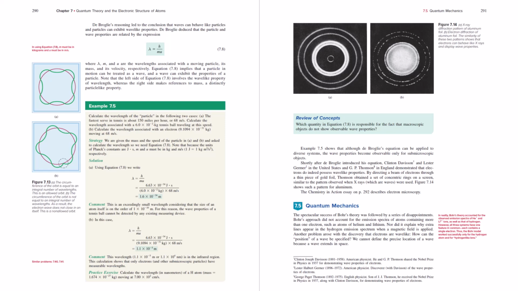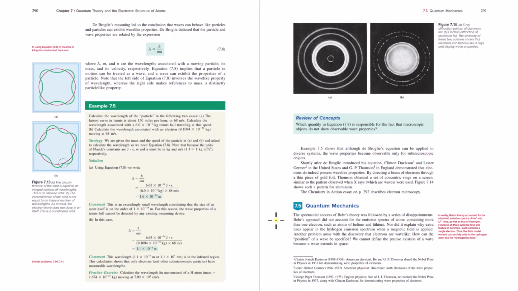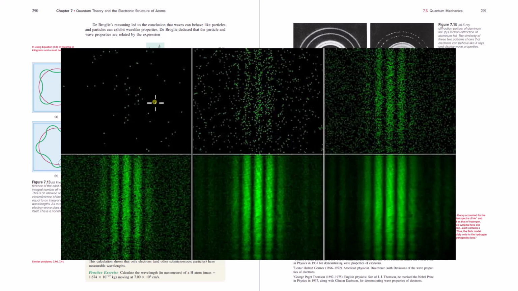So shoot one electron at the double slit at a time. Same result. The electrons develop an interference pattern. Okay, so now back to trying to solve the multi-electron atom model. What you can imagine is someone took a look at this experiment with photons, not electrons, photons.